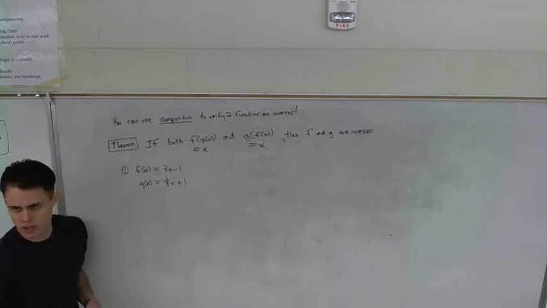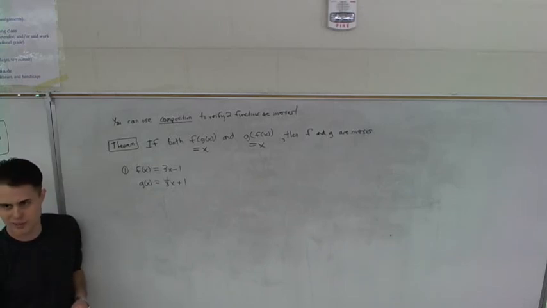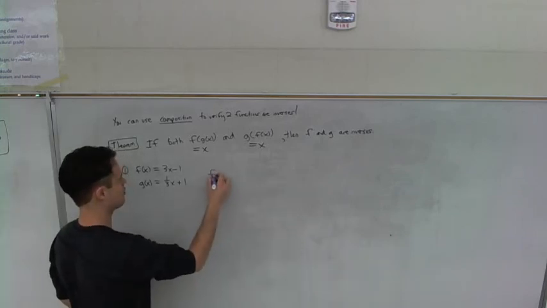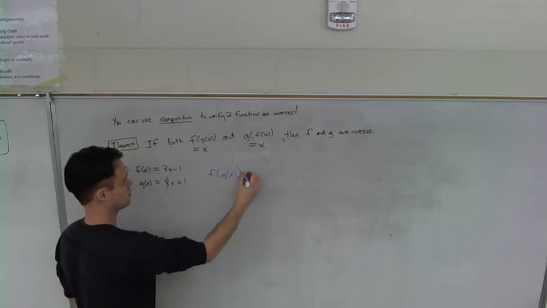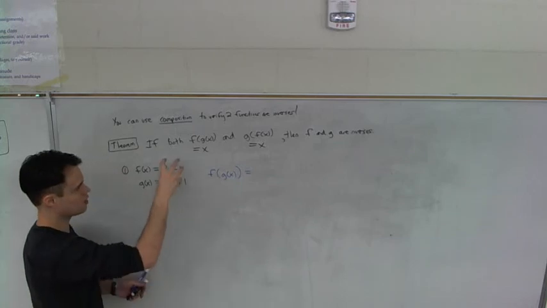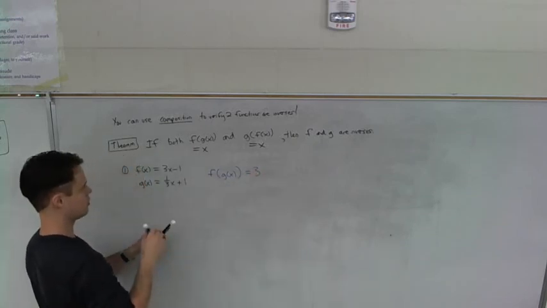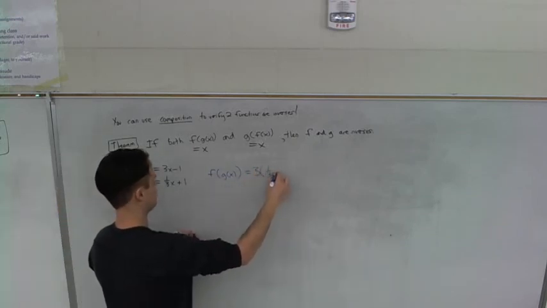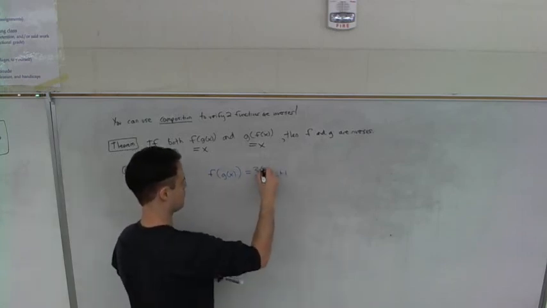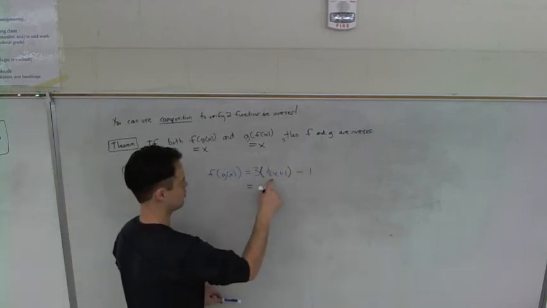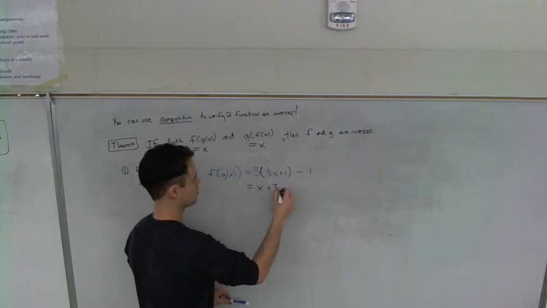Just looking at them, what do you guys think? Do those look like inverses? They look like they'll undo each other? They look pretty good to me. Let's see. So we're going to go f of g of x. So that means I'm taking this one and putting it in that one. So I'll have 3 times 1/3 x plus 1 minus 1. So you get x plus 3 minus 1.